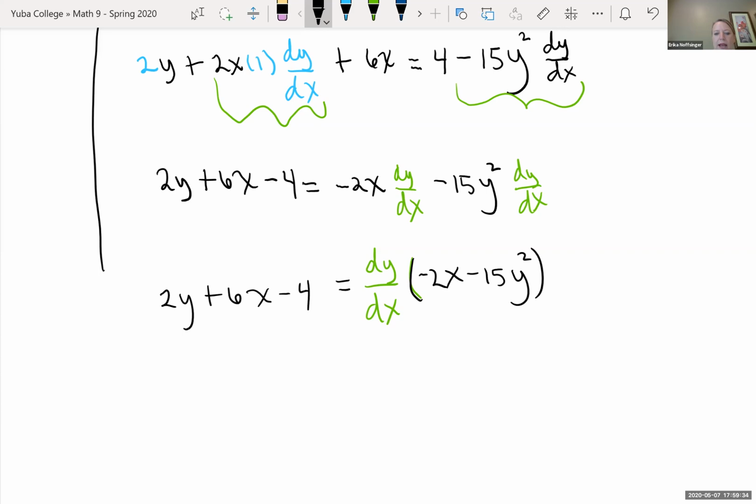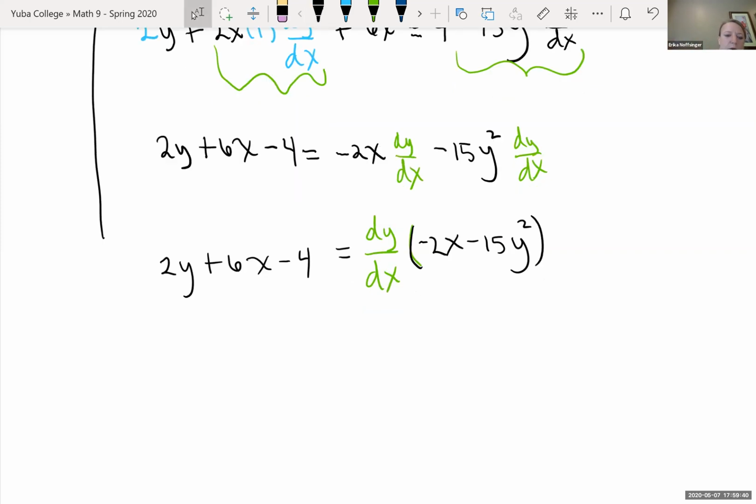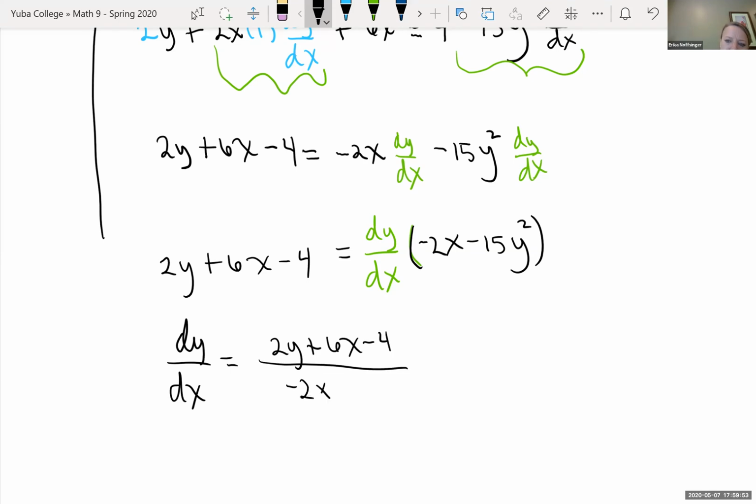So now we can get dy dx by itself by dividing both sides by this negative 2x minus 15y squared. And so we get dy dx is equal to this 2y plus 6x minus 4, all divided by negative 2x minus 15y squared.